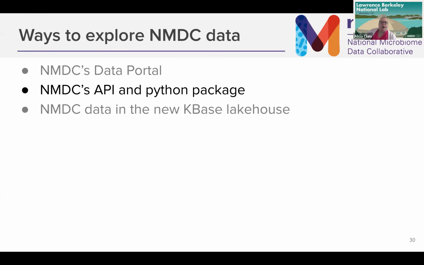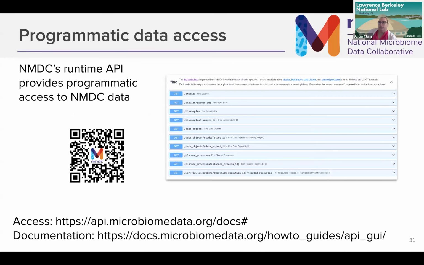Next, I'll move to talking about our API and our Python package, which are available for programmatic data access. We call our API runtime, and it has several different endpoints, including a bunch of very flexible endpoints. I've included the QR code and the URL and documentation. Some of the feedback that we got the last time that we did user research is that more examples and additional documentation would be great. And so we've worked really hard to try to address that.